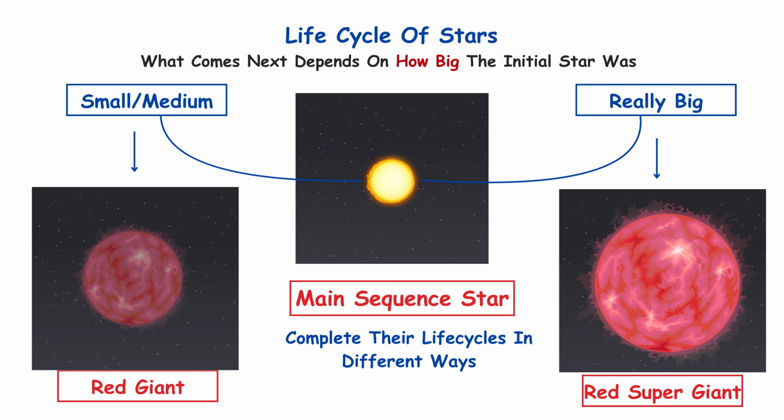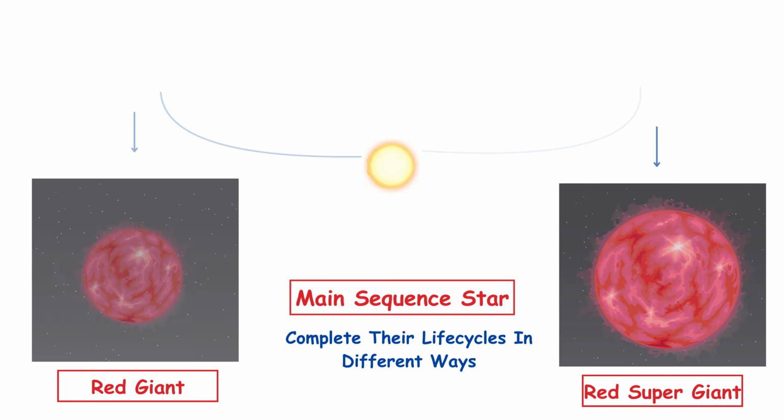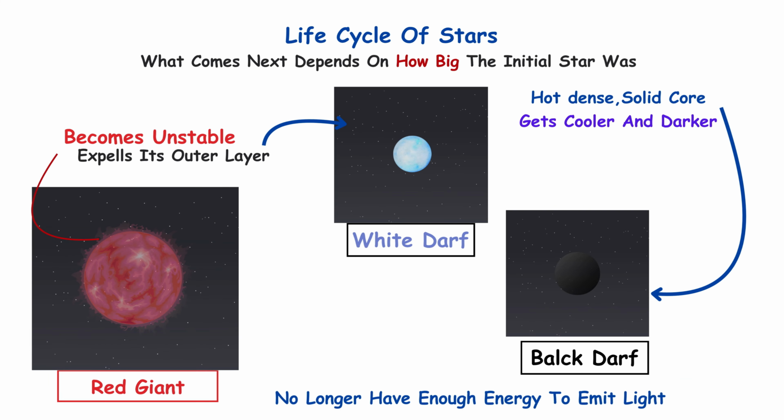If it began as a small to medium-sized star, similar to our sun, then it will expand into a red giant. If, on the other hand, the star was significantly larger to begin with, then it will become a red supergiant. These two paths diverge and result in different final stages. Let us first consider the smaller red giants.